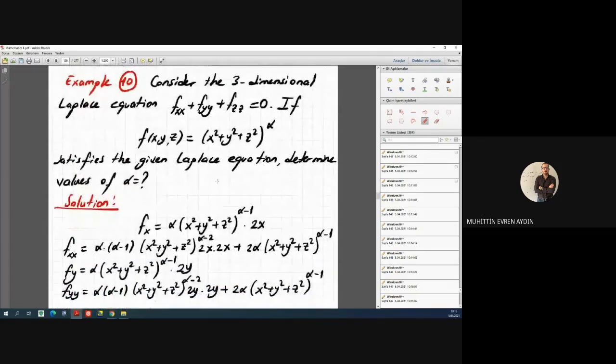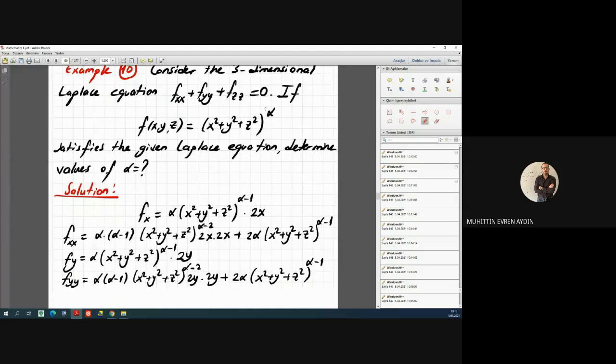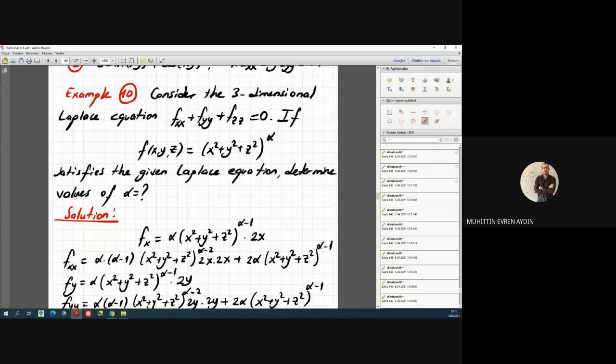Yes, the three-dimensional Laplace equation, and in the previous examples we have the two-dimensional Laplace equation. Okay, our function is (x squared plus y squared plus z squared) to the power alpha. And the question is, if the function satisfies the three-dimensional Laplace equation, then determine the values of alpha. Which values can alpha take?